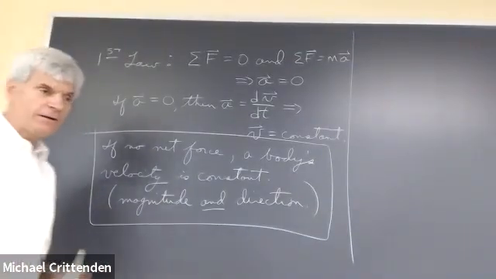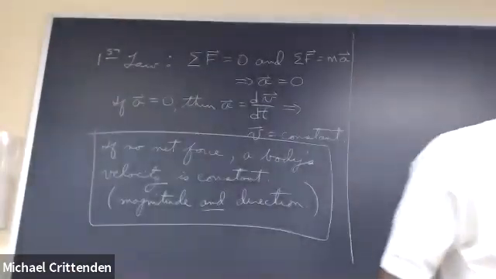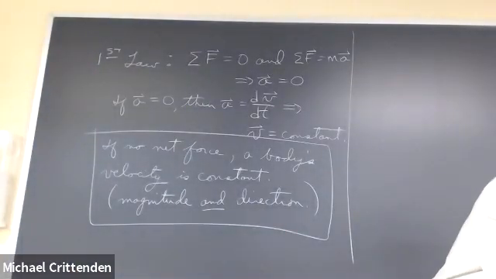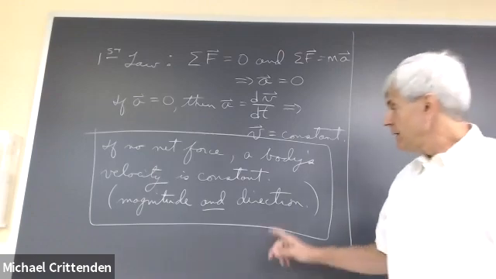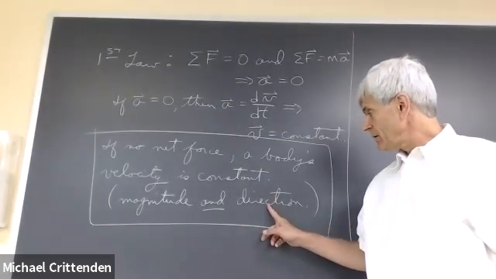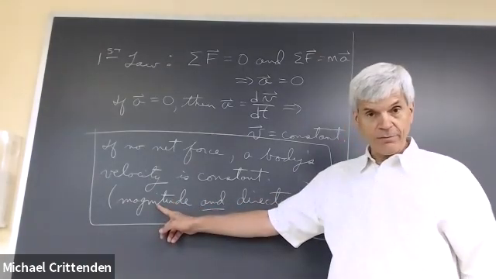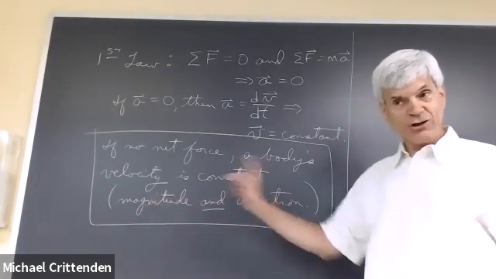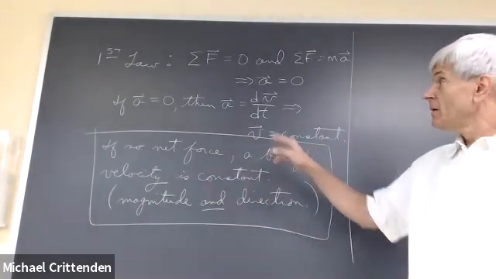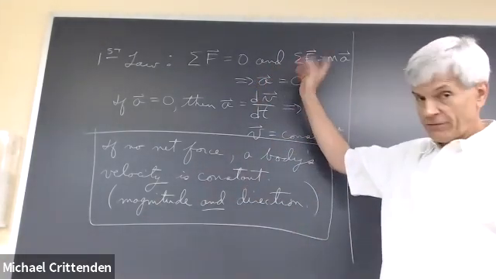Put a big box around it because it's something important. If there is no net force on something, a body's velocity is constant, and that means it's constant in magnitude and direction. To phrase it another way, it's going to travel along a straight line at a constant speed. Any change in either one of those things requires a force.